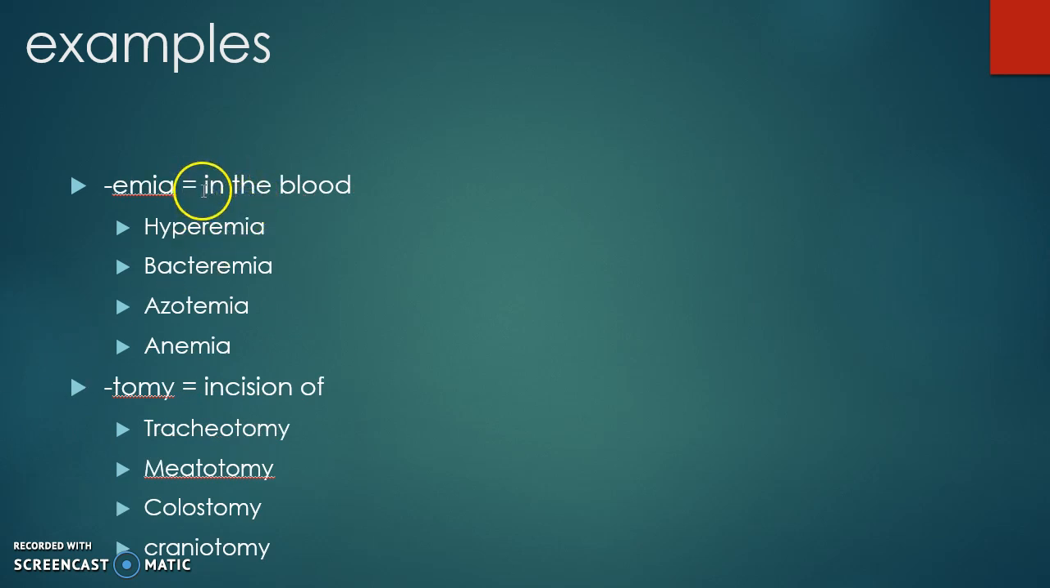Anemia, right? This is a condition in the blood, hyperemia, extra blood flow, bacteremia, azotemia, anemia, right? So the sample question is going to be, what medical term below means a condition of bacteria in the bloodstream, right? And they're going to give you these words, and then you've got to pick. So that's going to be bacteremia, right? This bacteria, emia, means a condition in the blood. This is bacteria in your blood, right?